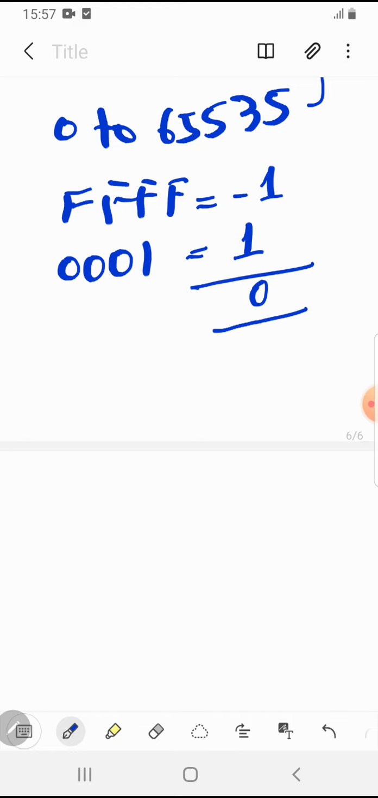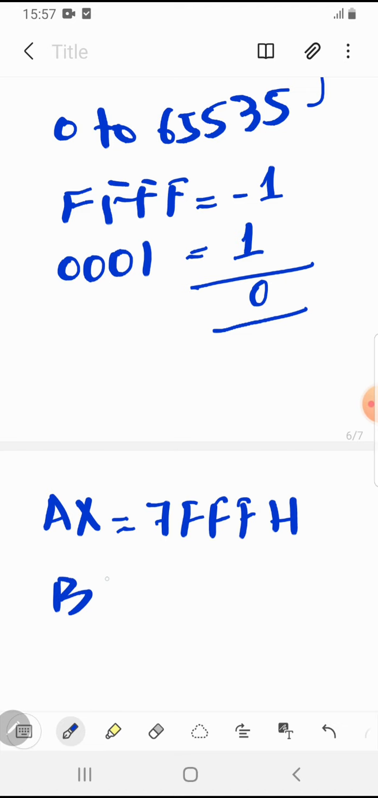So this was the example of the unsigned overflow where the resultant was greater than the available limits. Fine. Now let's have an example of the signed but not unsigned overflow. Suppose that both the registers AX and BX contain the same value. So AX contains 7FFF hex and BX also contains the same number, 7FFF hex.